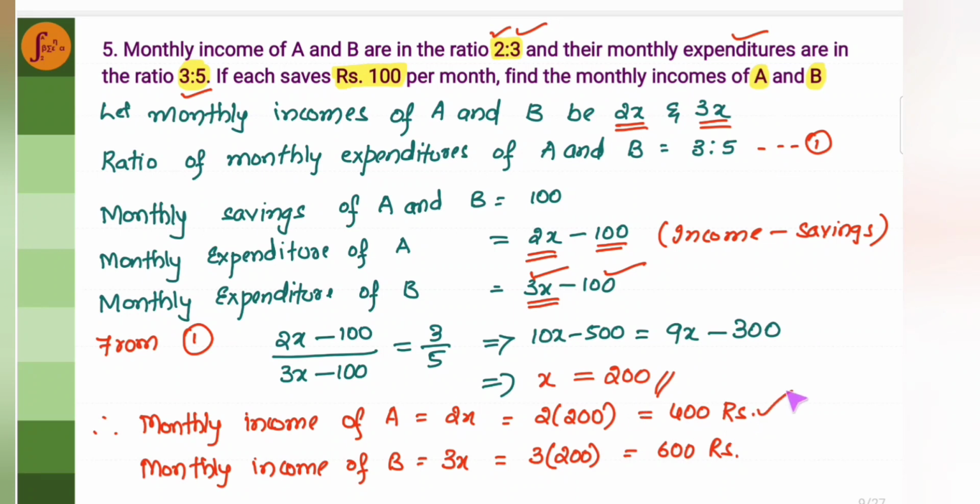So, it's going to be 400 rupees, 2 into x. Monthly income of B is 3x. So, it's going to be 3 into 200, which is 600 rupees.